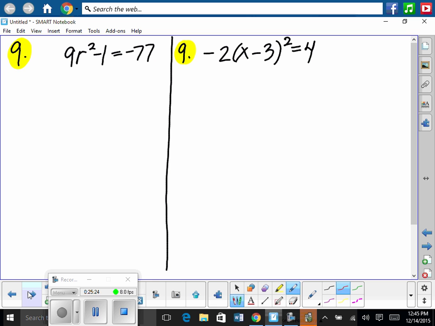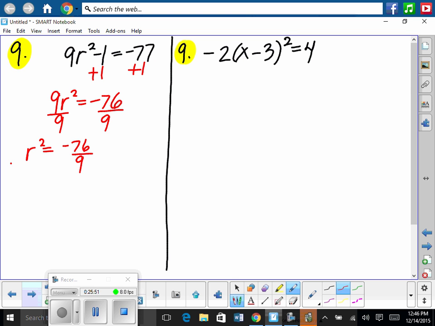Okay, solve each of these. So we have 9r squared minus 1 is equal to negative 77. So notice this is a quadratic that we're solving. And notice we're missing our bx. There's no middle term. So these are easy. You just have to isolate r squared. So I'm going to add 1. So I have 9r squared is equal to negative 76. Divide both sides by 9. So I have r squared is equal to negative 76 over 9.